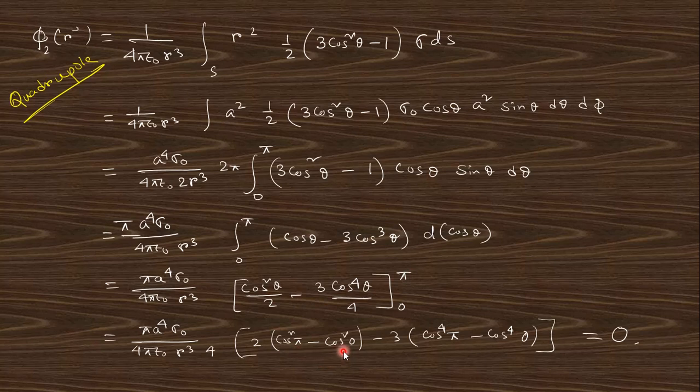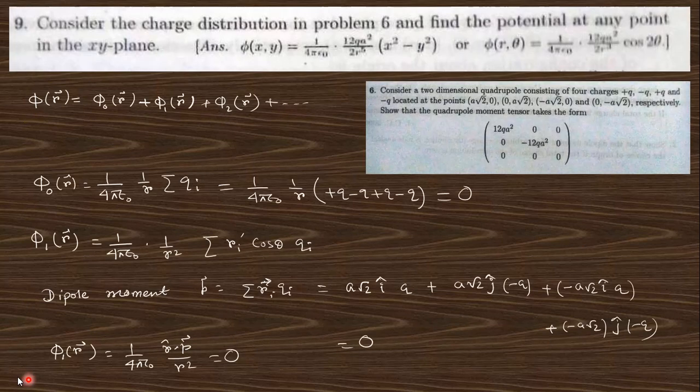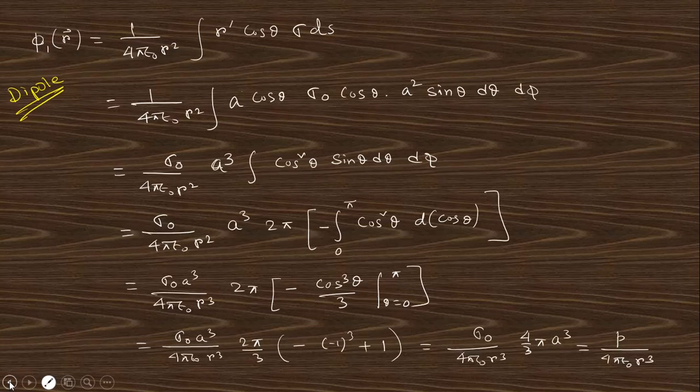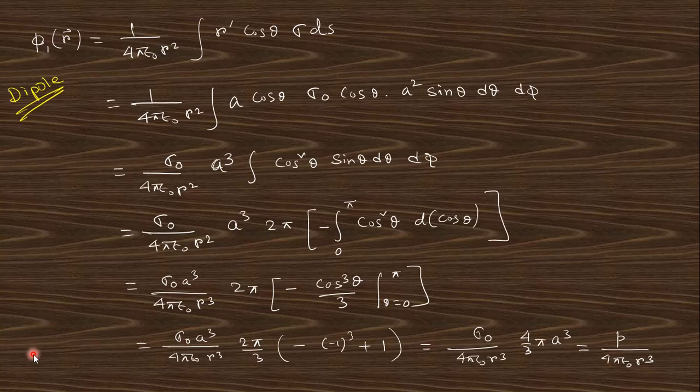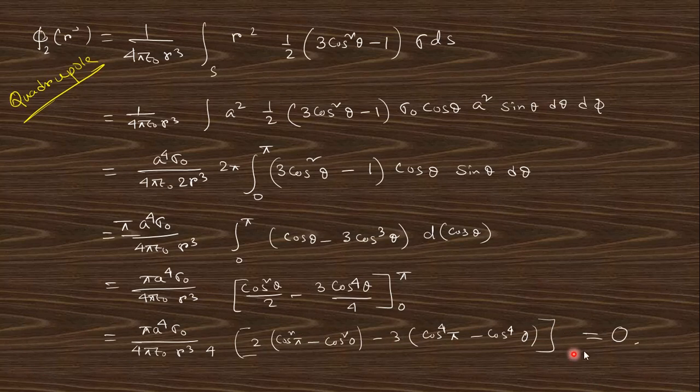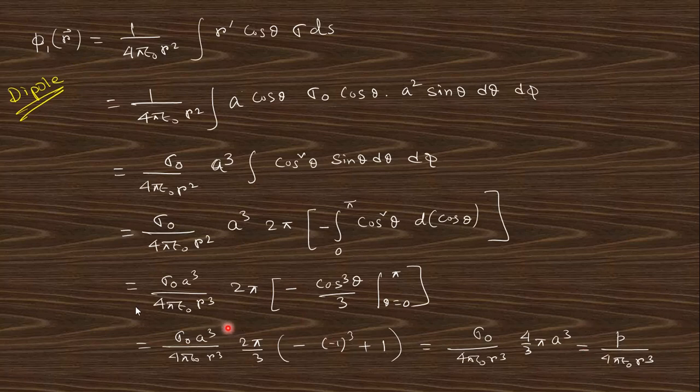This is cos square pi minus cos square 0. Cos pi is minus 1, but the whole square gives you 1, and cos 0 is 1, so 1 minus 1 is 0. Similarly this is 1 minus 1, 0. So finally you get 0. As a result, you get that this is 0, the second term gives p by 4 pi epsilon naught r squared, and the third term will be 0. So finally the total will be the second term, that is p by 4 pi epsilon naught r squared.